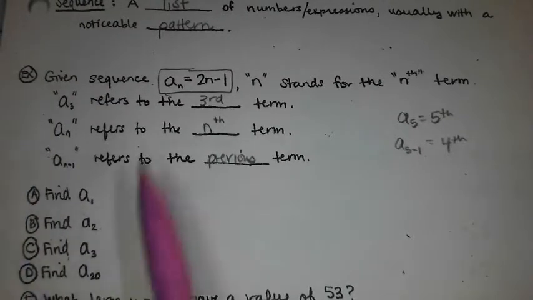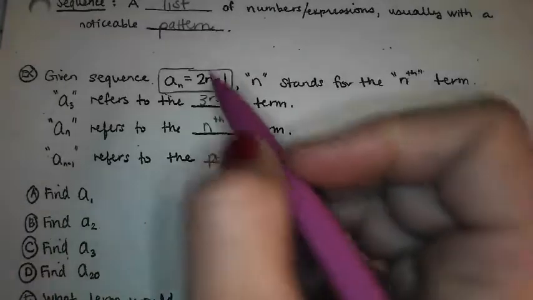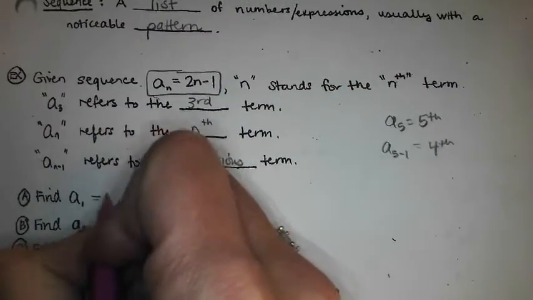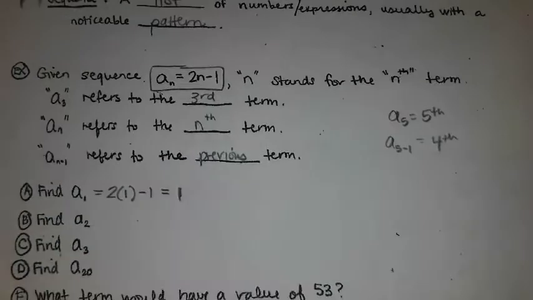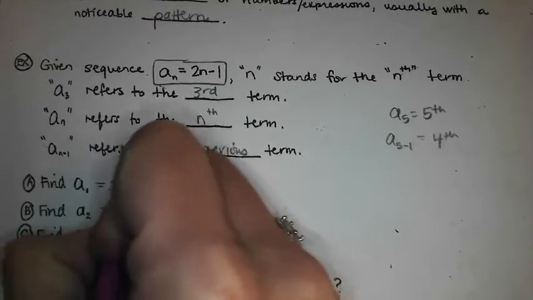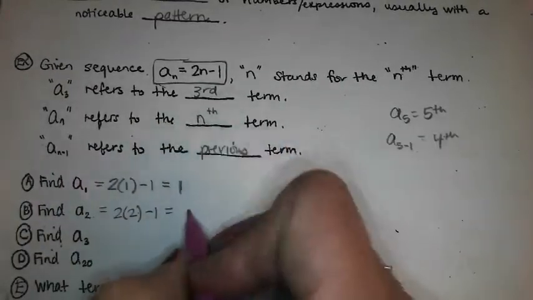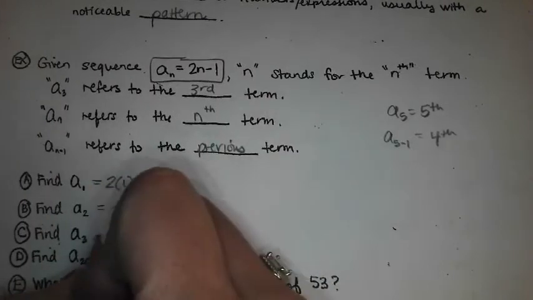But according to this sequence, it wants us to find a sub 1. In regular language, it's just saying find the first term. So to find the first term, you plug in 1. That's going to be 2 times 1 minus 1, which is 1. Find a sub 2 means find the second term. So that'll be 2 times 2 minus 1, which is 3. Find a sub 3 means find the third term. So plug in 3.